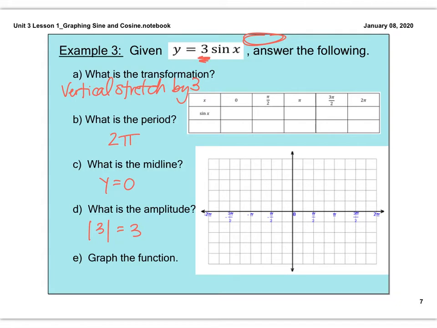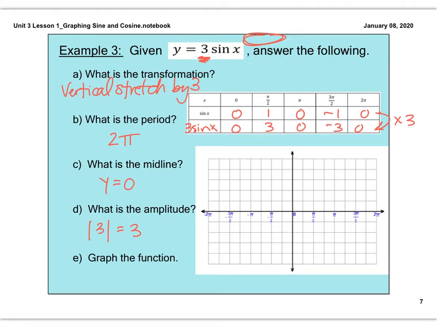Well, remember the sine values around the unit circle at 0 are 0, 1, 0, -1, and 0. These are the normal sine function values as you go around the unit circle. Well, for 3 sine x, you're going to have to take those numbers and multiply by 3. 0 times 3 is 0. 1 times 3 is 3. 0, -3, and 0.